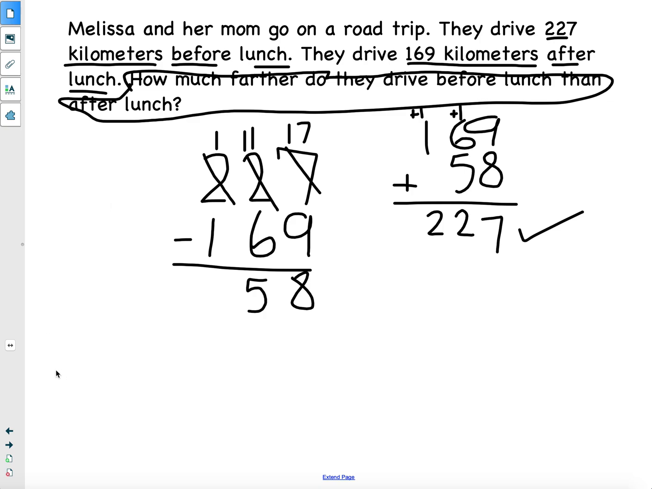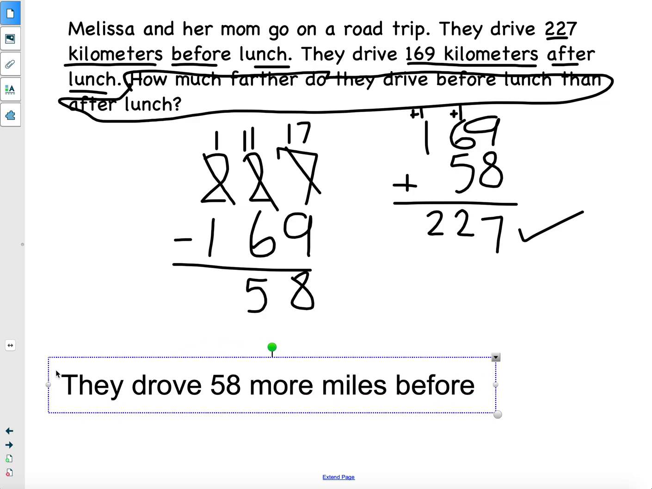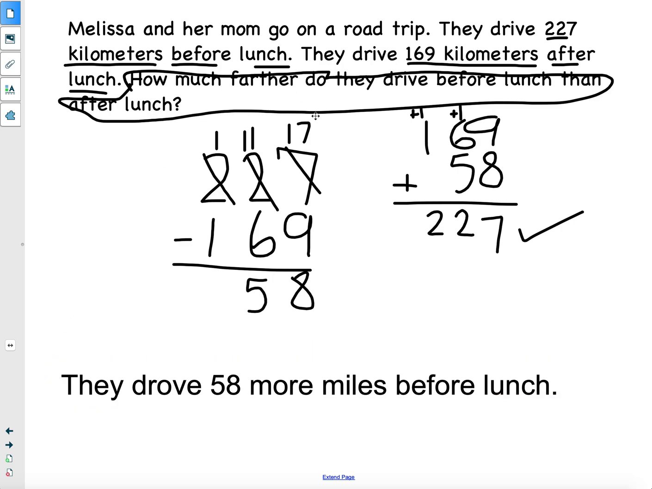So now I can write my final answer. They drove 58 more miles before lunch. So the question was, how much farther did they drive before lunch than after lunch? 58 more miles. So let's try one together.